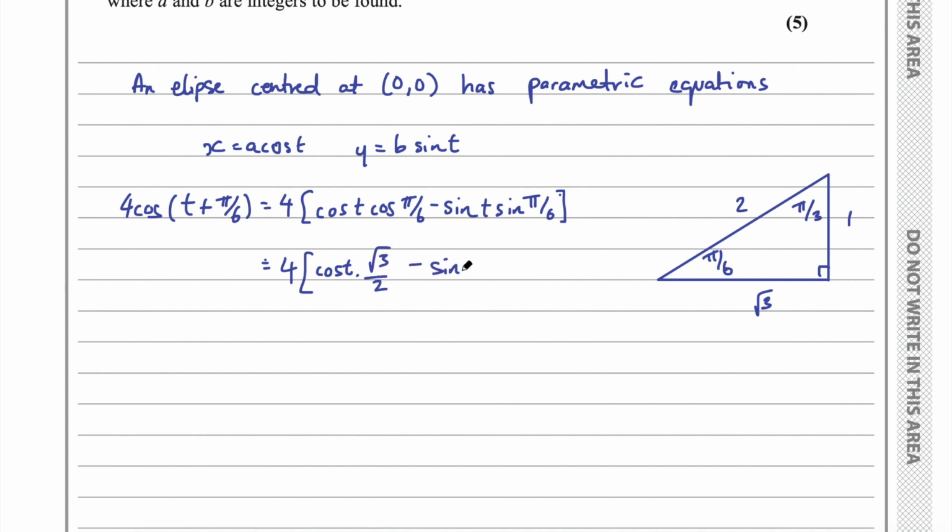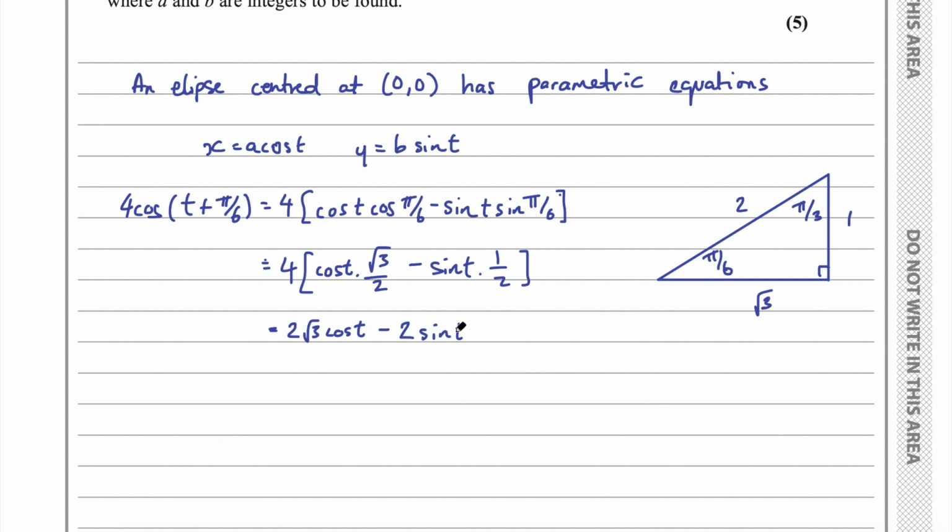Take the sine of t multiplied by the sine of pi on 6. The sine of pi on 6 is the opposite side over the hypotenuse, which is 1/2. And then let's see if we can simplify this any further. If I expand that 4 out to both terms, this will be 4 divided by 2, which will just be 2 root 3 cosine t. Take 4 times 1/2 is 2, so this will be take 2 sine of t.